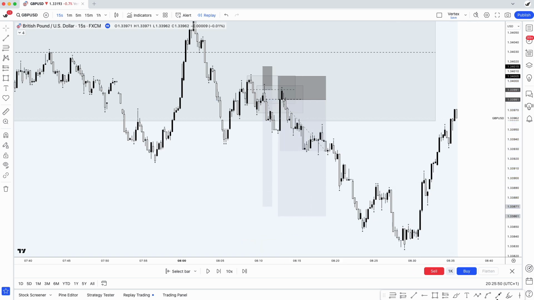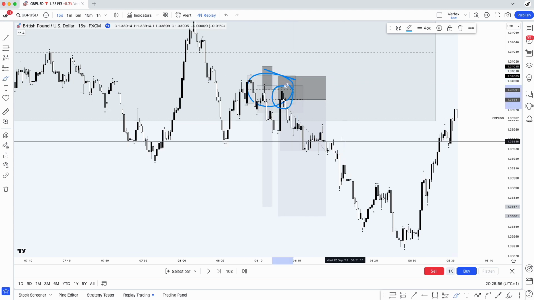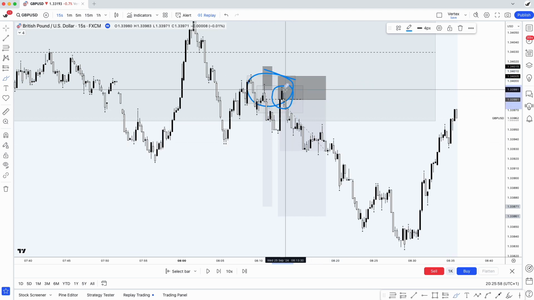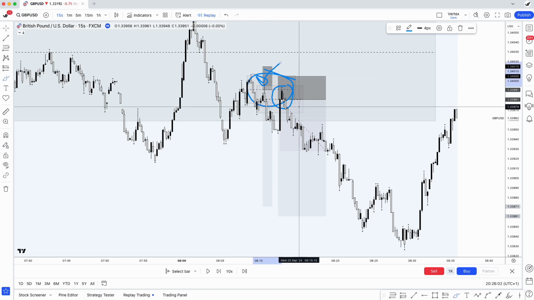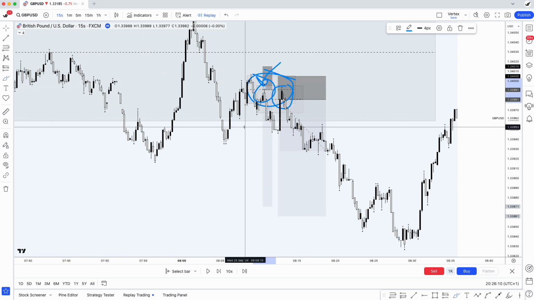Now, just remember, if you are going to go for the safer option and wait for that mitigation of the mitigation, this may not happen every single time. This is the one that's most likely to happen. And for me personally, my personal opinion and choice would be entering off here, because you already have the M1 mitigation.